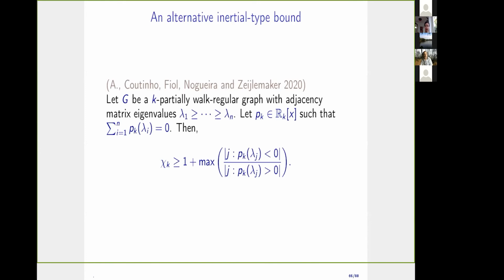We also found an alternative inertial type of bound extending some previous results by Elphick and Wocjan. It looks a bit different than the inertial bound by Cvetković, although it has obviously the inertia bound as well. And the main difference is that now we are not considering the evaluation of the polynomials which gives 0. We are only considering the positive cases and the negative cases on the bound. We also require a bit more restrictions here. Our previous inertial bound was generic for any graph. Here we need to assume k-partially walk regularity, and also that the trace is 0.